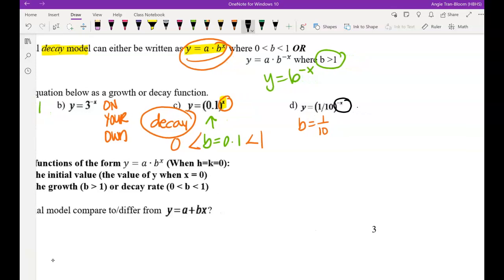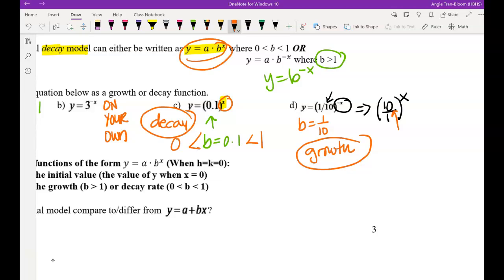So what that means, guys, to make it a positive exponent, we are going to take the reciprocal of the inside. Well, inside is 1/10, so the reciprocal of that is 10 over 1, and now we will have a positive exponent. Since it's a positive exponent, and your b is 10, which is bigger than 1, this is a growth graph. So you have to look at both, okay? Your base and your exponent.